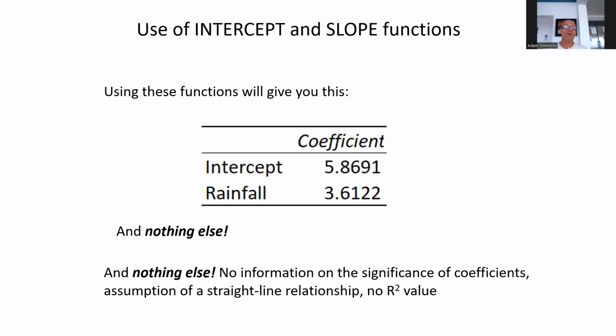Now, let me come back to one of my favorite bugbears, which is intercept and slope. I actually used these horrible things, and I just wanted to show you that you do get exactly the same values as using the regression. But this is all you'll get from using intercept and slope. It doesn't give you any of the valuable extra information which the regression function does. So that's why, do not use intercept and slope, please. Always use data analysis regression.